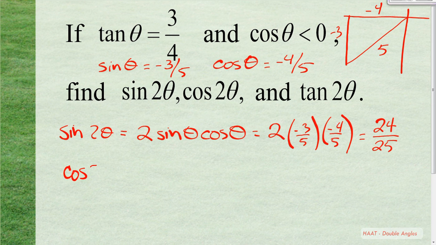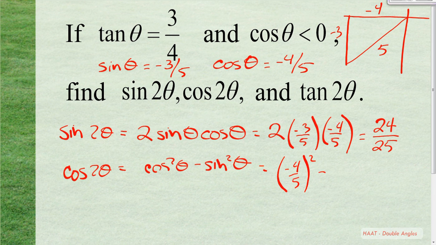Now for cosine of 2 theta, you can use any of the formulas. I'm going to pick 2 just so you can see that it works out the same. Remember, for the cosine of the double angle, it goes cosine, cosine, minus sine, sine. So this is going to be cosine squared theta minus sine squared theta. In that case, I'm going to square negative 4/5 and subtract off the square of negative 3/5. So 16 minus 9 is 7. So you get 7/25 for your cosine.